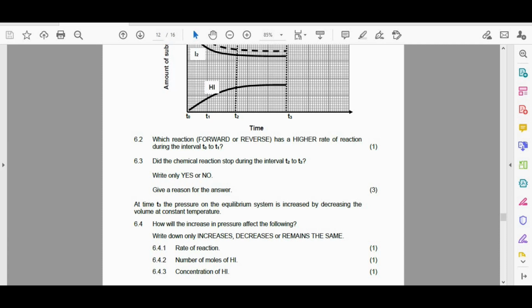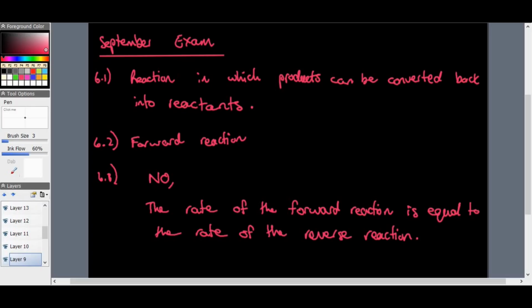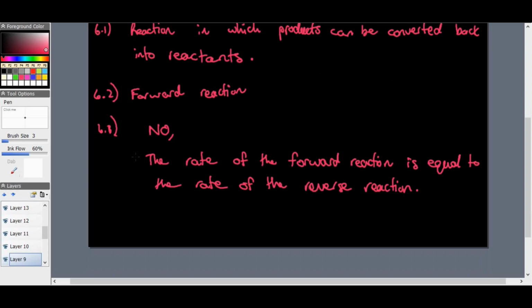I mean, I asked nicely, guys, please. For 6.4.1, how is that going to affect the rate of the reaction? Ah, okay. See, someone answered silently in the chat. Eluded my eyes there for a second. But yes, the answer for 6.4.1 is it will increase.